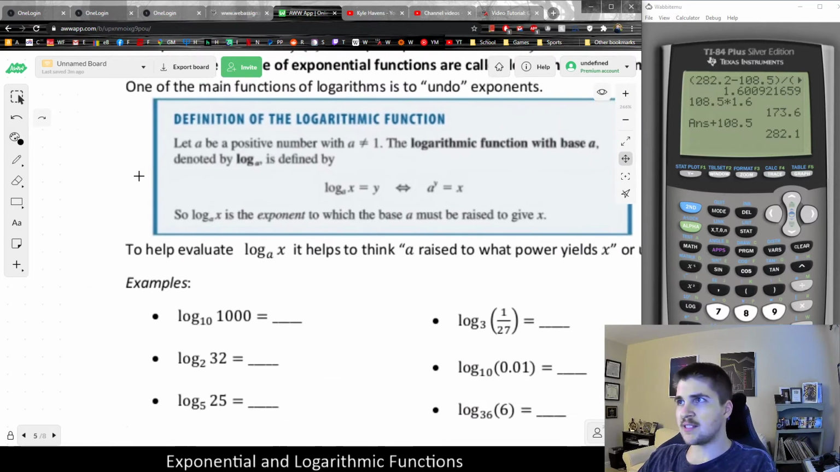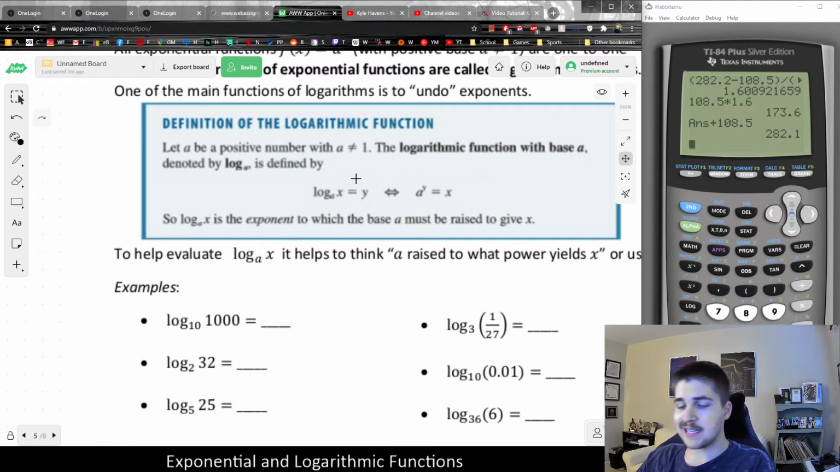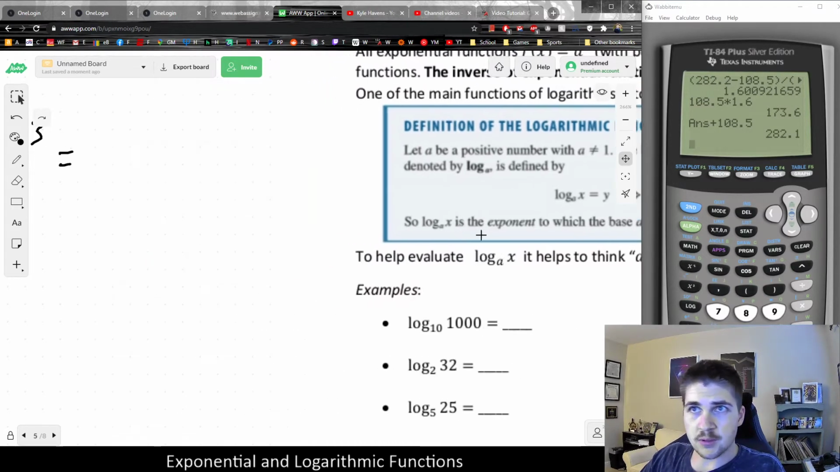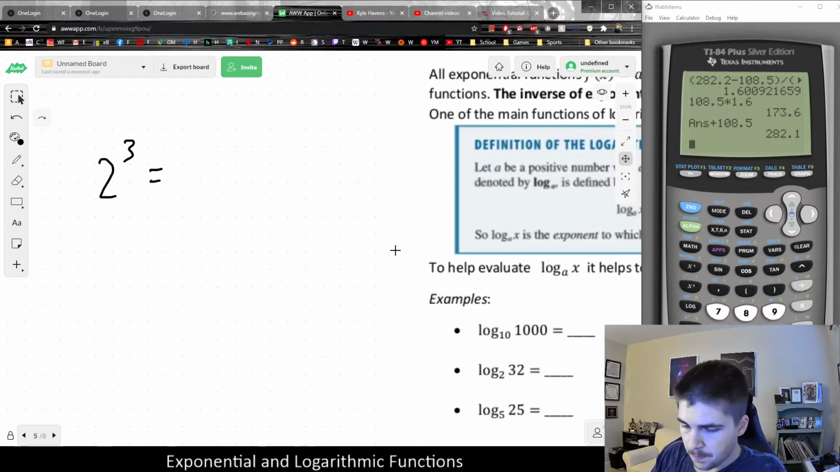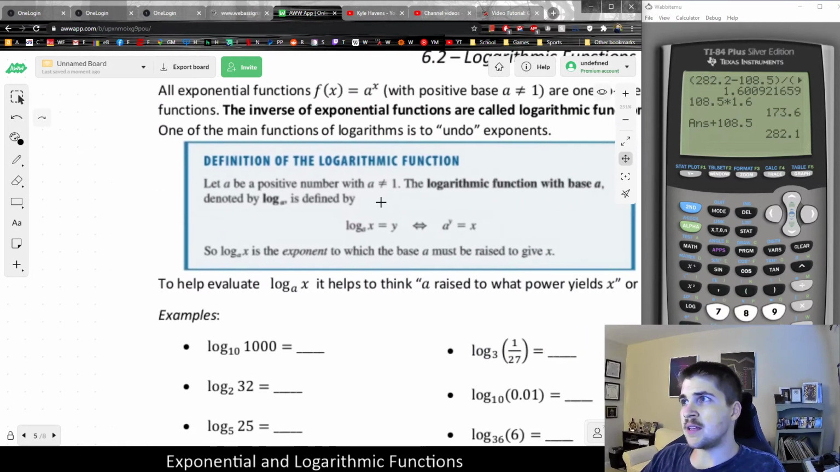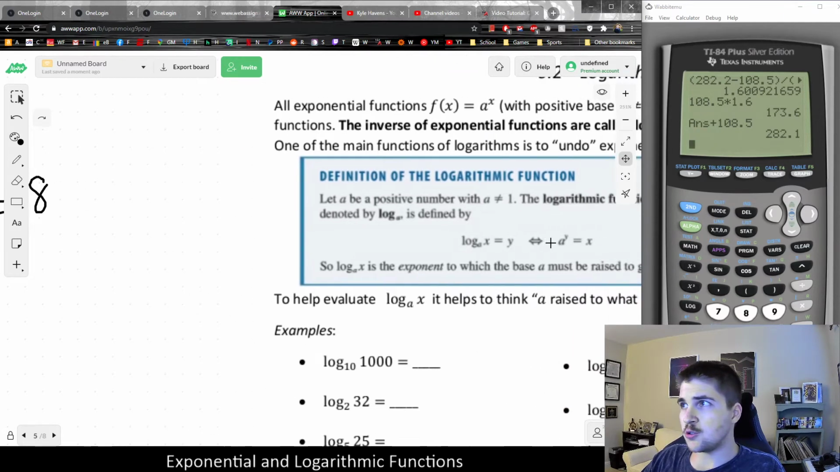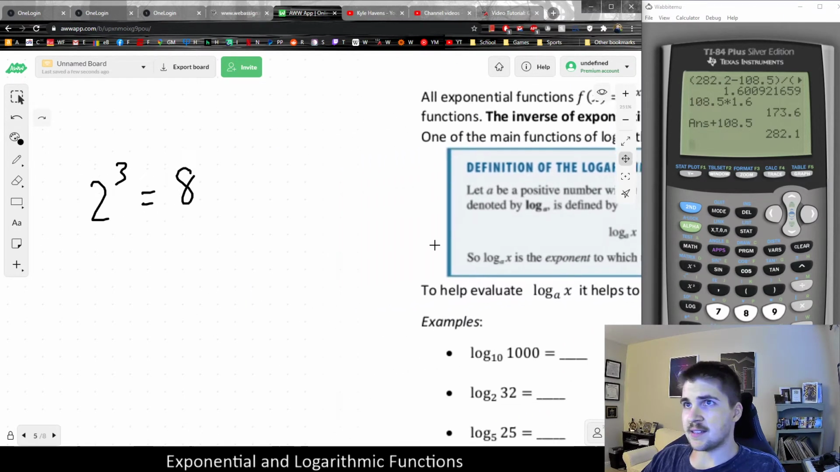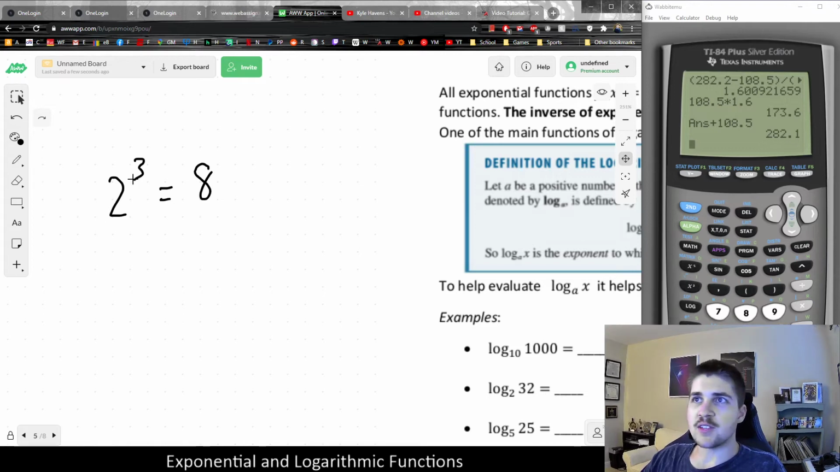Let me throw in an example. You can plug whatever numbers you want into here, and it should make sense. If we start with an exponential, let's make up a random one: 2 to the third power, and of course 2 to the third power is equal to 8. In this situation, a is my base, 2, y is 3, and x I'm just picking to be 8. Of course, if 2 to the third must be 8, it can't be anything else.